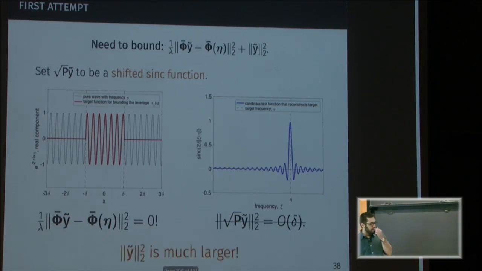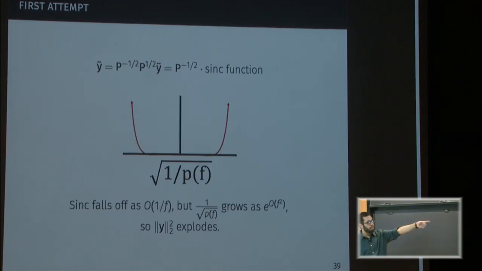The problem is that all I did here was bound the 2 norm of square root of p times y. The 2 norm of y itself, which is what appears in our function for the leverage score, is actually much larger. Because to back out y from square root of p times y, we need to multiply by 1 over the square root of p. This is 1 over the density of a Gaussian, which grows super fast. It certainly grows much faster than the sinc falls off. So I don't get a good 2 norm bound on the vector y itself.